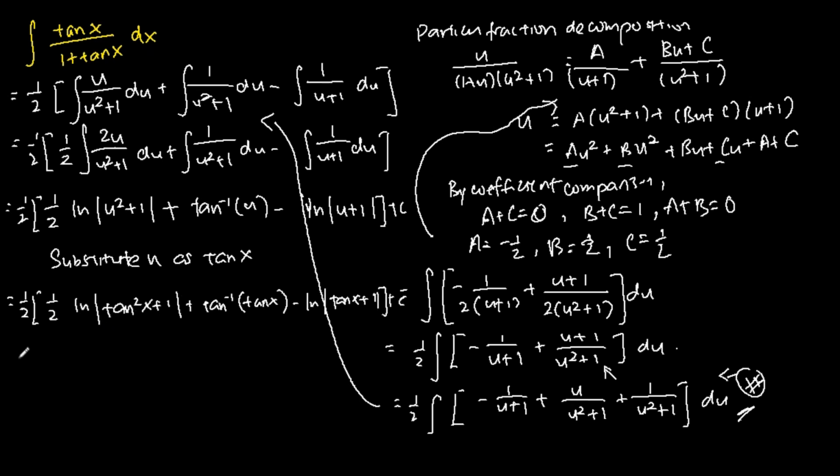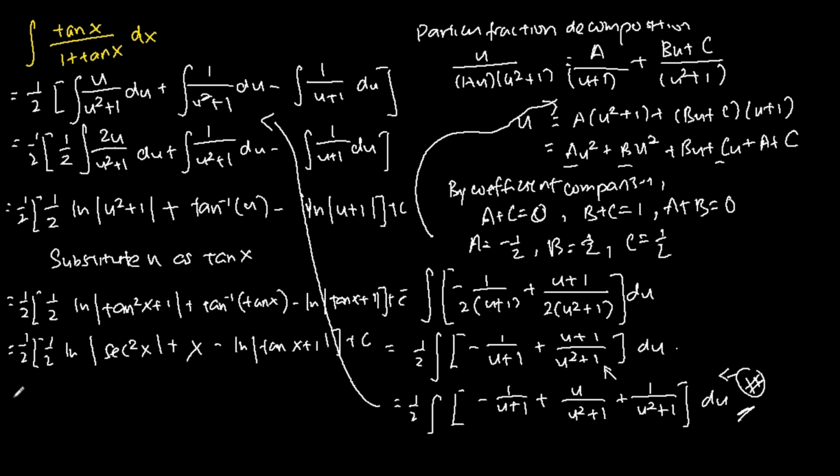And we are going to further simplify the whole thing. For the first term, tangent square x plus 1 is actually secant square x, because based on the Pythagorean trigonometric identity, tangent square x plus 1 is equal to secant square x. Tangent inverse of tangent x is just x. And last but not least, we have subtracting away the ln of tangent x plus 1, plus C.